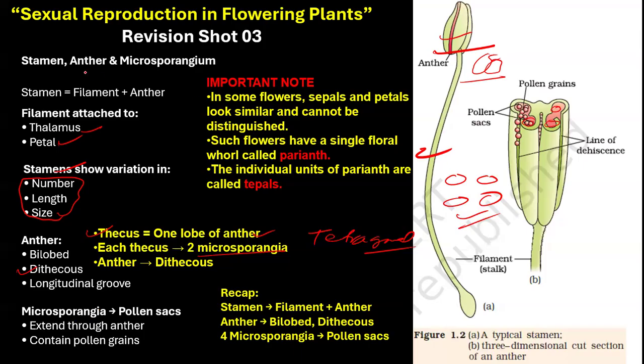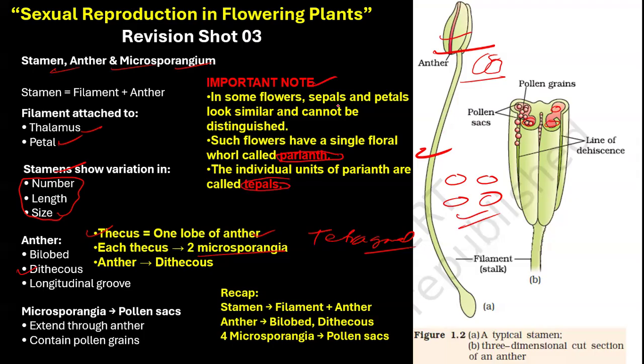So this is all about the stamen, anther, and microsporangium. And there's one important note which I have kept here. We have one term that's called perianth, and another term is tepals. So this is very important.